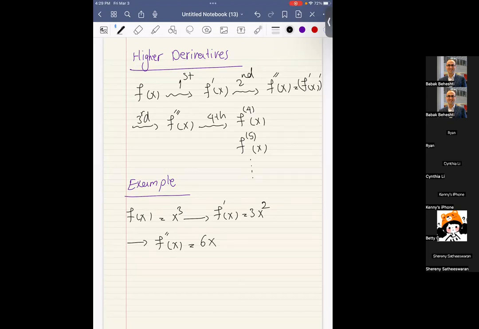This is the second derivative. What is the third derivative? F triple prime is just 6, because the derivative of x is 1. What is the fourth derivative? 0. Exactly. So that's it. This is not a new concept. It's just doing the derivative over and over.